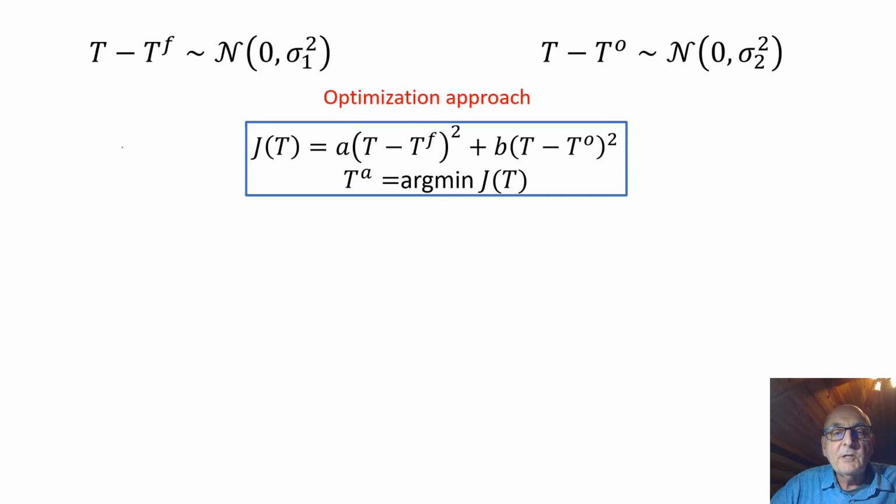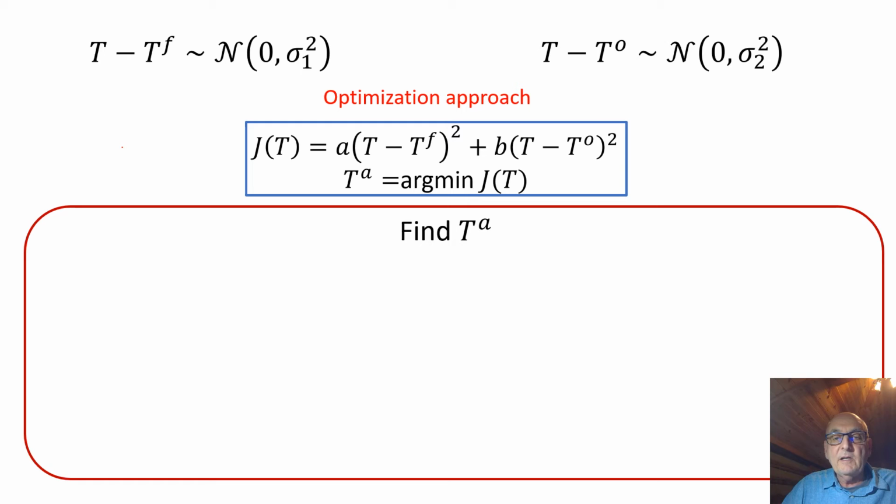Okay, so the optimization approach says what we should do is to try to minimize this cost function. So we want to find, therefore, the minimum of J of T, and then the answer of the best estimate of the temperature, TA, we call it the analysis temperature, is going to be the argument of the minimum of J of T. So let's see if we can find TA. So I'll leave you to think about that for a moment.